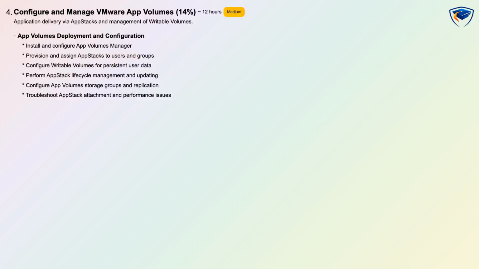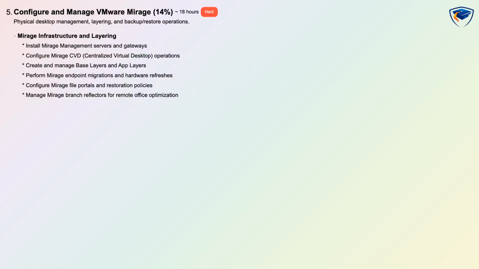Configure and manage VMware Mirage is 14%, rated hard with about 18 hours of study and conceptual and scenario-based assessment. You will install Mirage management servers and gateways and manage centralized virtual desktop operations. Expect to build and manage base layers and app layers, perform endpoint migrations and hardware refreshes, configure file portals and restoration policies, and manage branch reflectors to optimize remote office performance.